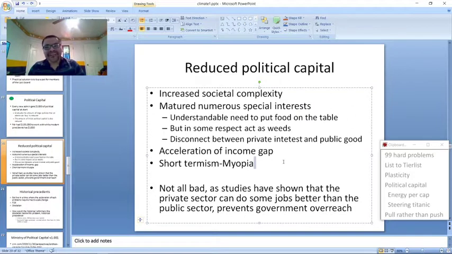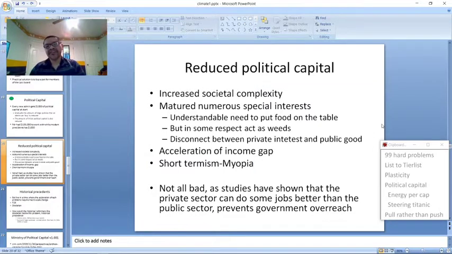There is a strong incentive to preserve the status quo, which is not all bad because, studies show, some of the privatization efforts worked, but some don't work.